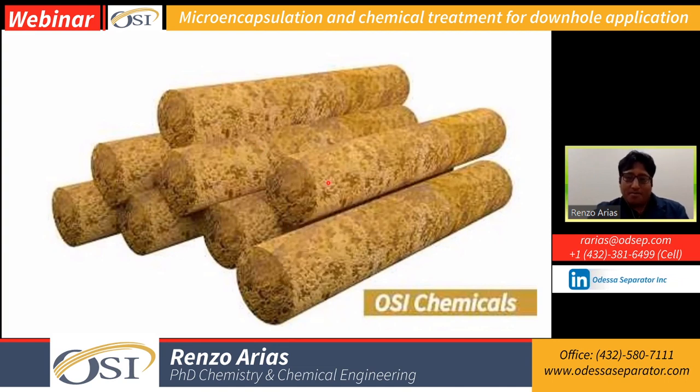But the reason that I was talking about the matrix encapsulation is this: the polymer is going to distribute homogeneously with the chemical inside, so it's going to create a homogeneous spot for the chemical. That means you take a fraction of this, and you're going to have your chemical and your polymer in the same fraction.